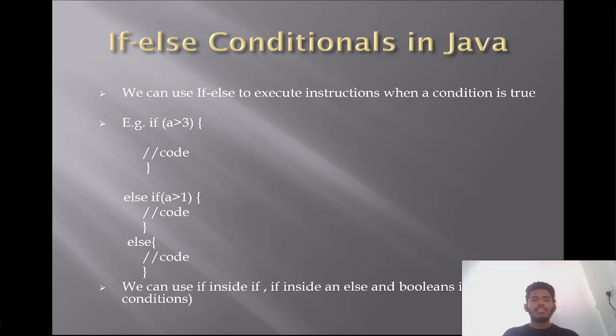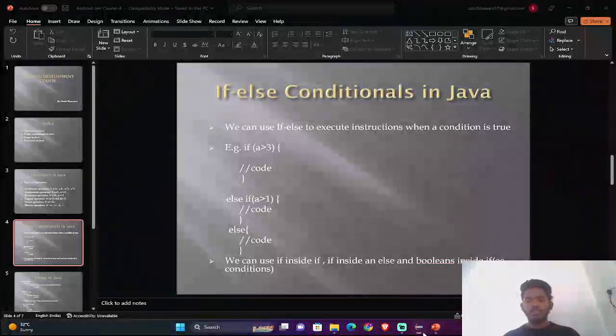Now the if else condition in Java. We can use if else to execute instructions when a condition is true. If the statement inside the if is true, it will go under the if, otherwise it will go under the else. And we can use multiple if else in a single if else statement. It is called an if else ladder. We will see an example of if else.